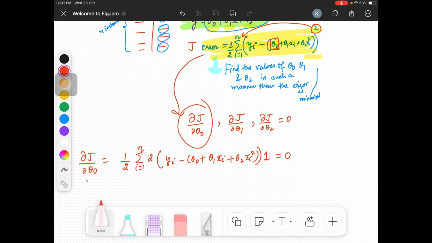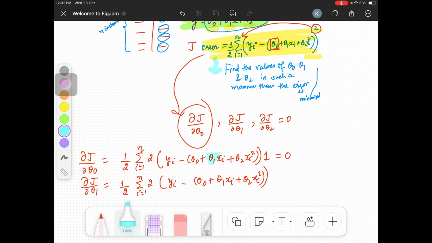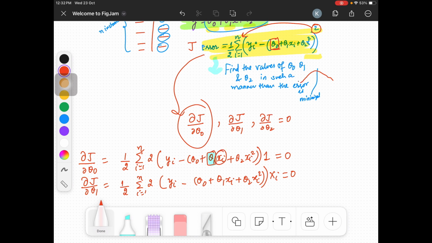Then you do the derivative with respect to theta 1. So that will be the same. 1 by 2 is already in the front. The power 2 will come in the front. So you have yi minus theta naught plus theta 1 xi plus theta 2 xi square. And then you have to differentiate with respect to theta 1, right? So you will get xi. So we'll write it as xi equal to 0, because the derivative with respect to theta 1 will be this term xi, right? So I hope that makes sense.